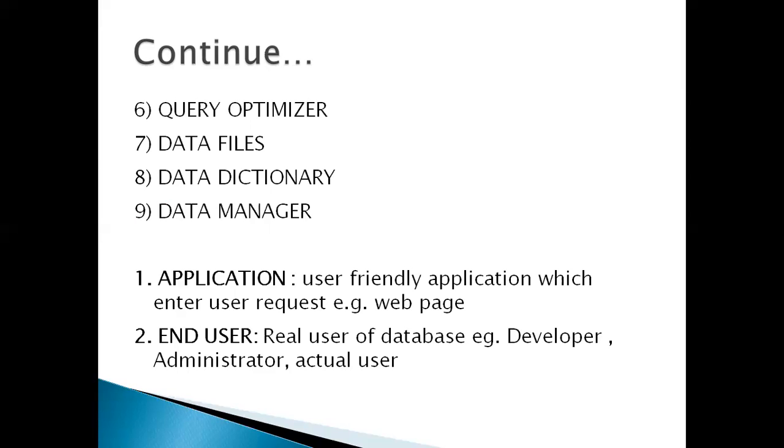The first one is application. Application is a user-friendly application which enters the user request, or which can accept the user request. Example is a website. Then second is end user. End user means real user of the database. Example, developer, administrator, actual user.